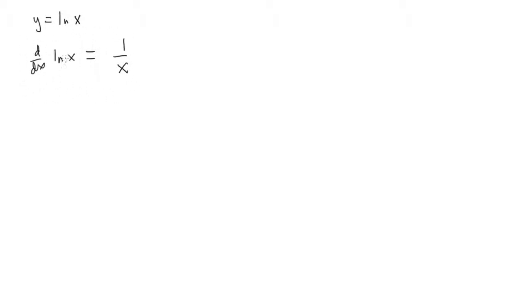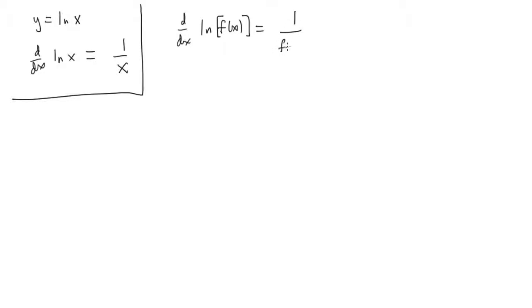Just like before, the chain rule is certainly important. So if you take the natural log of some function, the derivative of that is 1 over the function times the derivative of the function. So the chain rule may still apply.